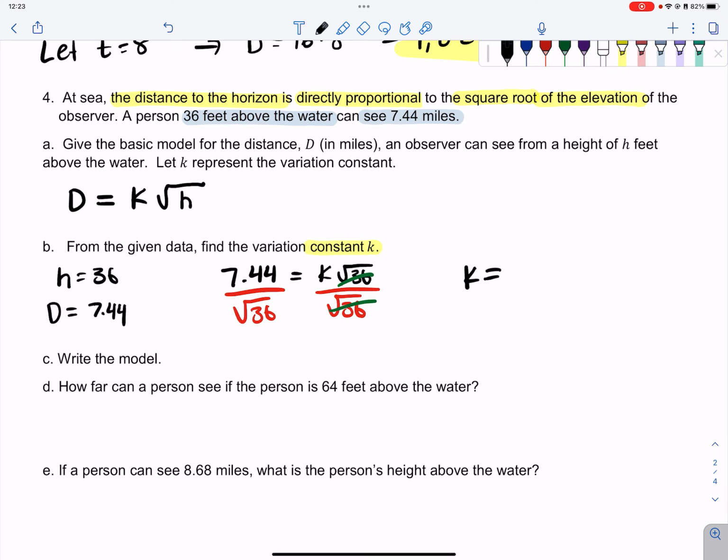we just have to divide both sides by the square root of 36. So now that gives us that k is equal to 7.44 divided by the square root of 36, and you should get 1.24 for k. So now let's write the model. We're going to look at our equation from part A, and we're going to ignore the data that we had. We only use that to find k, and we're going to replace k now with 1.24. So d is equal to 1.24 times the square root of h.